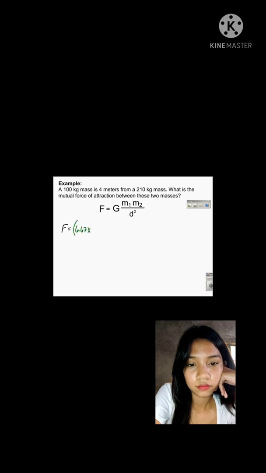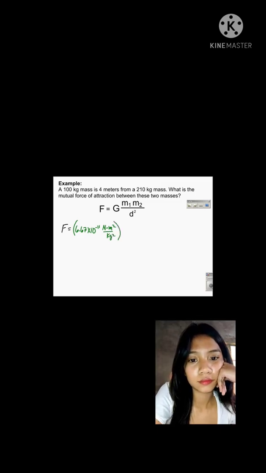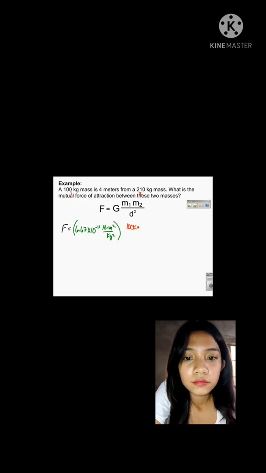Okay, so let's go ahead and plug the numbers in. Force of attraction is equal to G, and in this case we said G is equal to 6.67 times 10 to the negative 11, and that's newtons times meters squared divided by kilograms squared. And we're going to multiply that by this other quantity, mass 1 and mass 2. We'll do those in red. Mass 1 is 100 kilograms times mass 2, which is 210 kilograms.